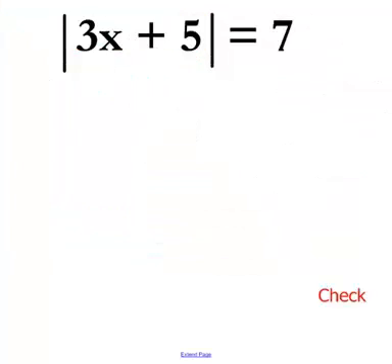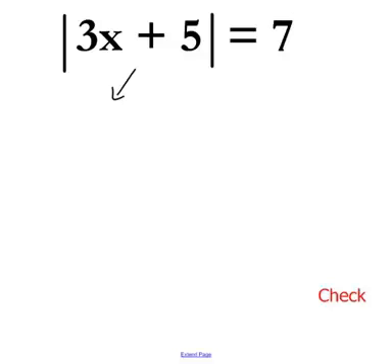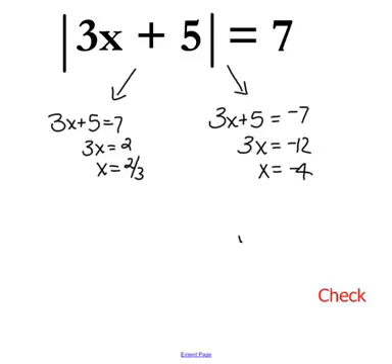So the next problem, why don't you pause here and try this on your own and come back and check with me. I'm going to go ahead and set up my two cases. So I get 3x plus 5 equals 7, and 3x plus 5 equals -7. 3x equals 2, x equals 2/3. I get 3x equals -12, and x equals -4. I have two answers I do need to check.